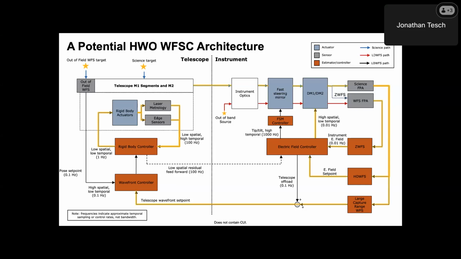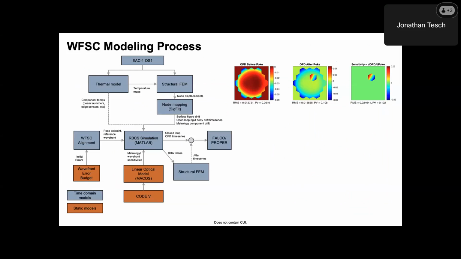So in the context of this talk, what we've done so far is basically simulate at a high level, not really detailed simulations at this point, these control loops shown here, based on the telescope side and the instrument side, to just get a sense of how those control loops might play together. As I mentioned, we've been using results from EAC1 integrated modeling to investigate this.